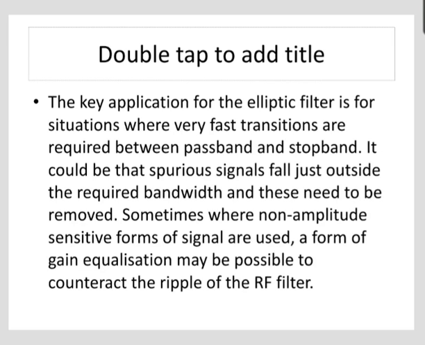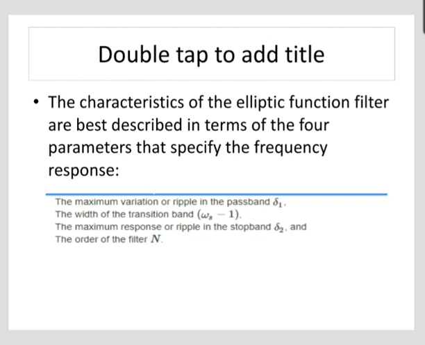The key application for this filter is for situations where very fast transitions are required between the passband and stopband. It could be that spurious signals fall just outside the required bandwidth and these need to be removed. Sometimes where non-amplitude sensitive forms of the signals are used, a form of gain equalization may be possible to counteract the ripple of the RF filter.